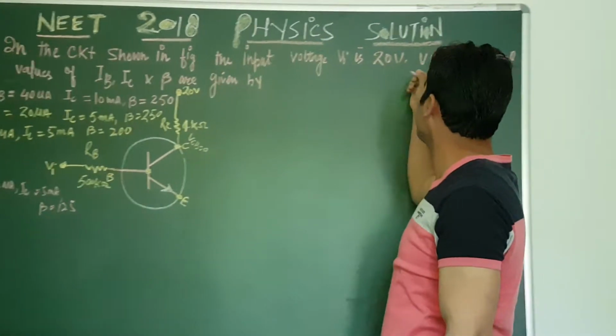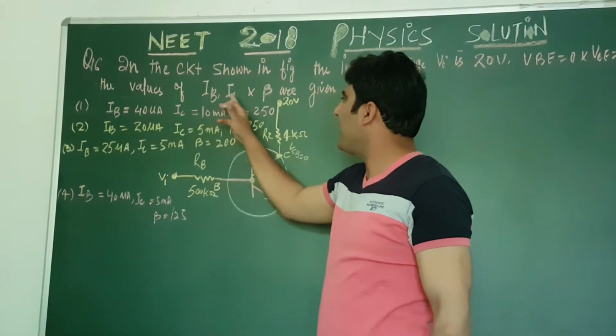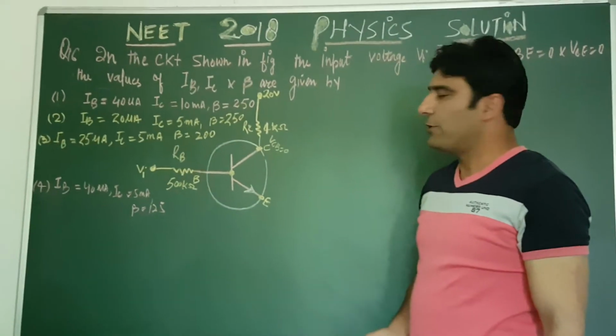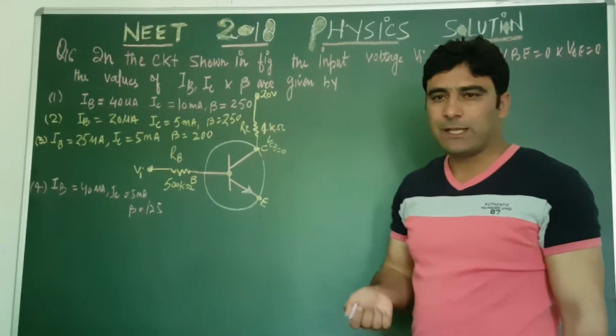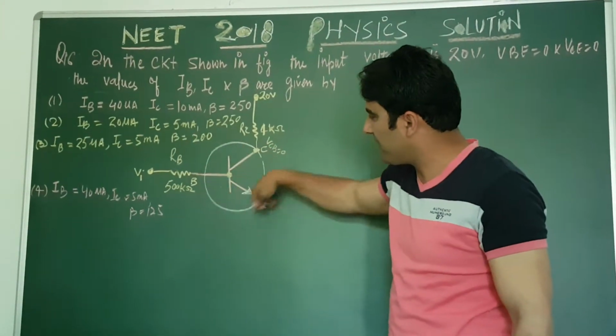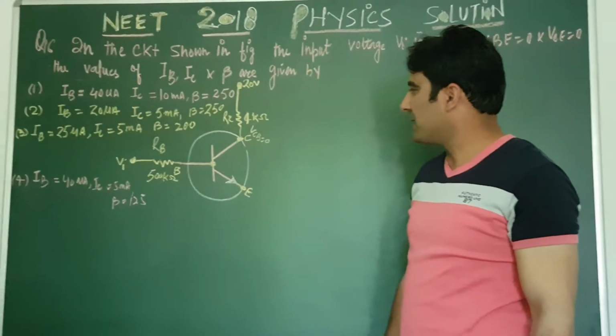is 20 volt, VB is 0 and VC is equal to 0. The values of IB, IC and beta are given by. So we have to find the value of IB, the value of IC and the value of beta. If you see this figure, it is a transistor in semiconductors and it has base, emitter and collector.